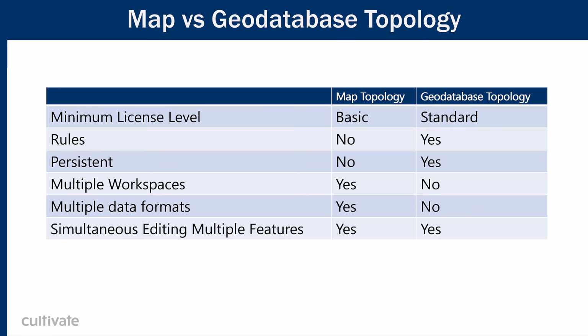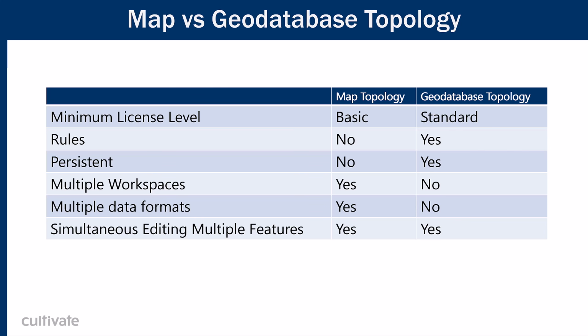So looking at Map versus Geo Database Topology, there are several differences as well as commonalities between these. First is the minimum licensing level that you need of ArcGIS Pro in order to edit data with either a map or geodatabase topology. A map topology will work at any license level, meaning you can have a basic, you can have a standard, or you can have advanced. Or in the terms of the new user license model with Pro, you can be a creator, you can be a professional, or a professional plus to utilize a map topology.